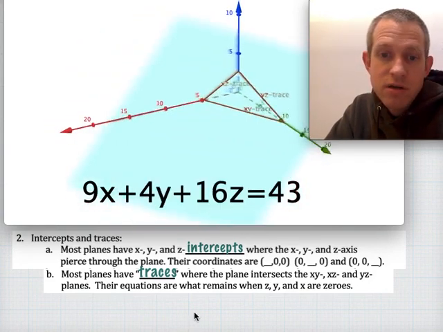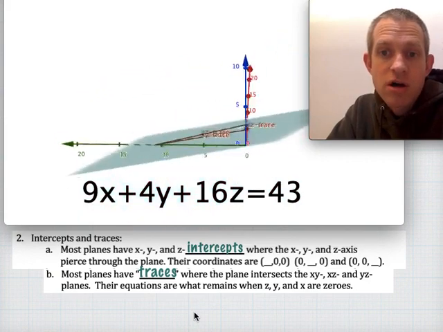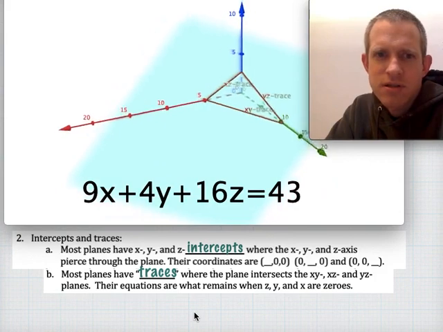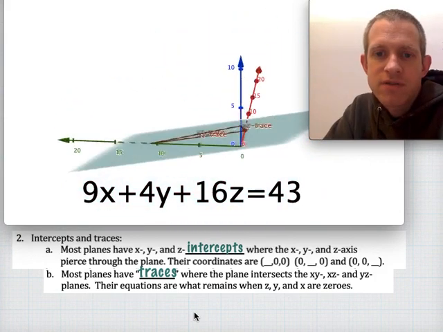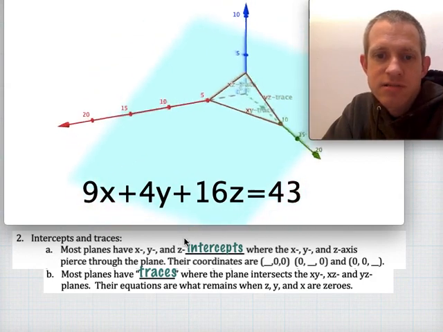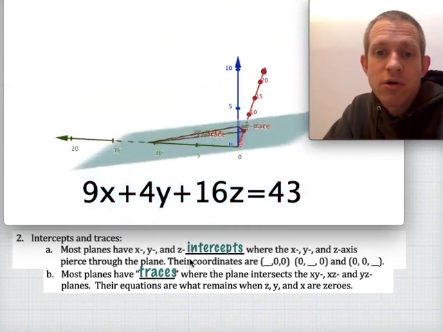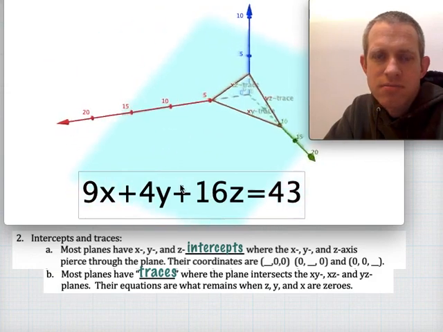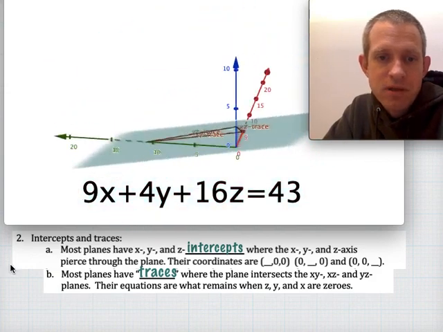Those are unique things. And if you're going to draw a plane, which is really hard to do in 2 dimensions on a paper, but if you have to draw a plane, it's sometimes helpful to plot the x, y, z intercepts or to plot the x and y traces. Sometimes it makes it pop out a little bit.